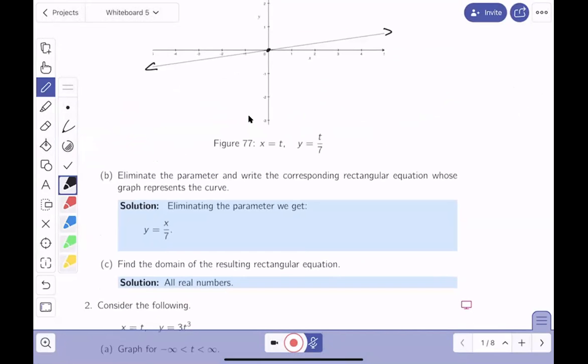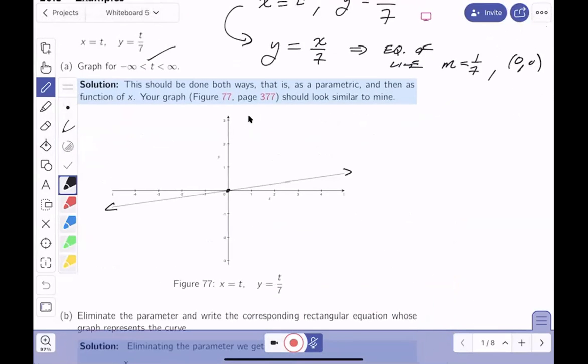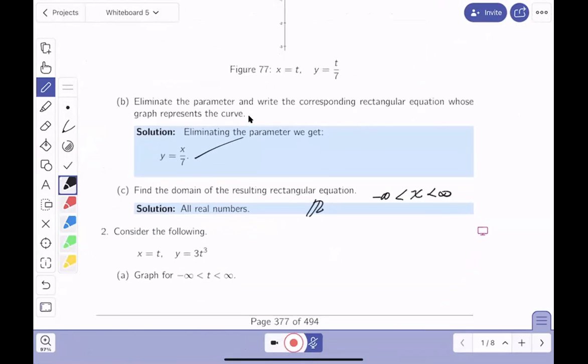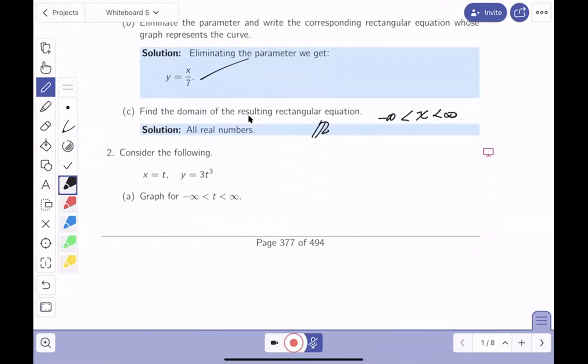So eliminate the parameter. Well, we've already done that. And what do we find? y equals x over 7. Fairly simple. Then they ask me for the domain of this problem, and the domain's pretty simple. What are the x values in the problem? It's all real numbers. All right, so just all real numbers. Fairly simple. All right, let's look at number 2, a little more complicated.